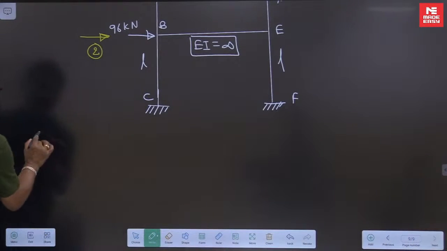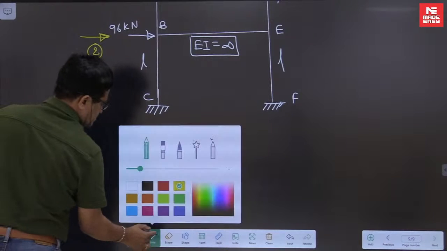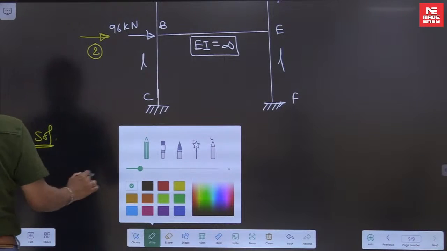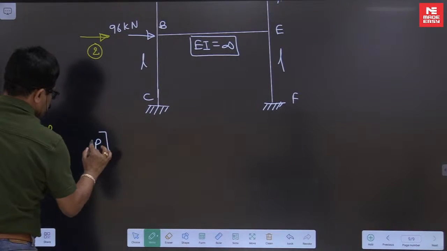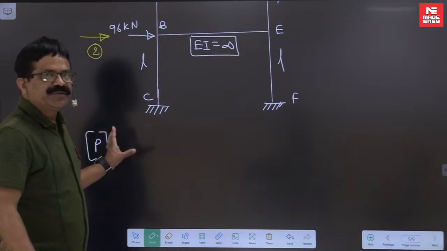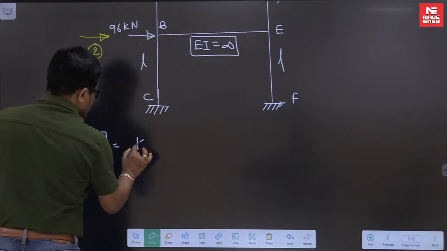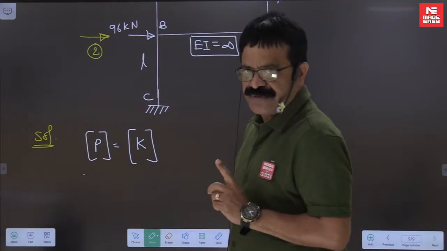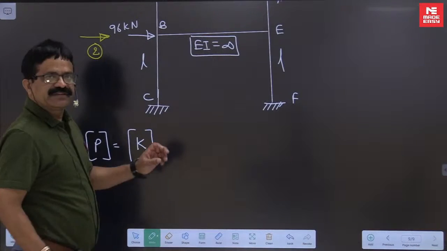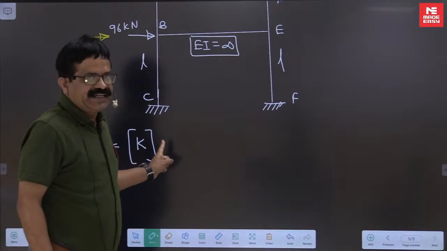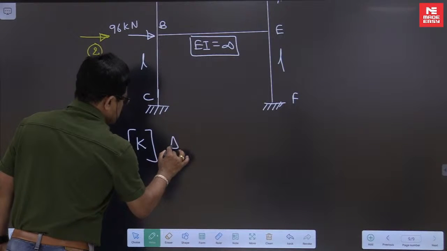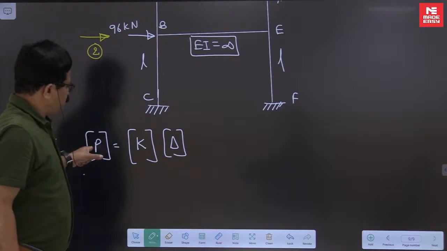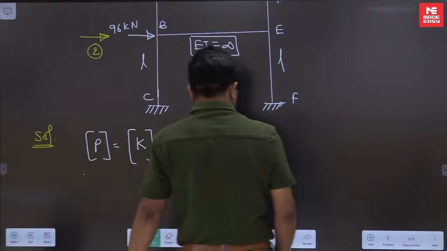This is the process. Solution. P values, they have given. How much force we are applying, they have given. K values. K value is what? Force required to produce unit displacement. But unit displacement will not happen. For unit displacement, K is the force. For delta displacement, K into delta is the force. That K into delta force they have given at coordinates 1 and 2.